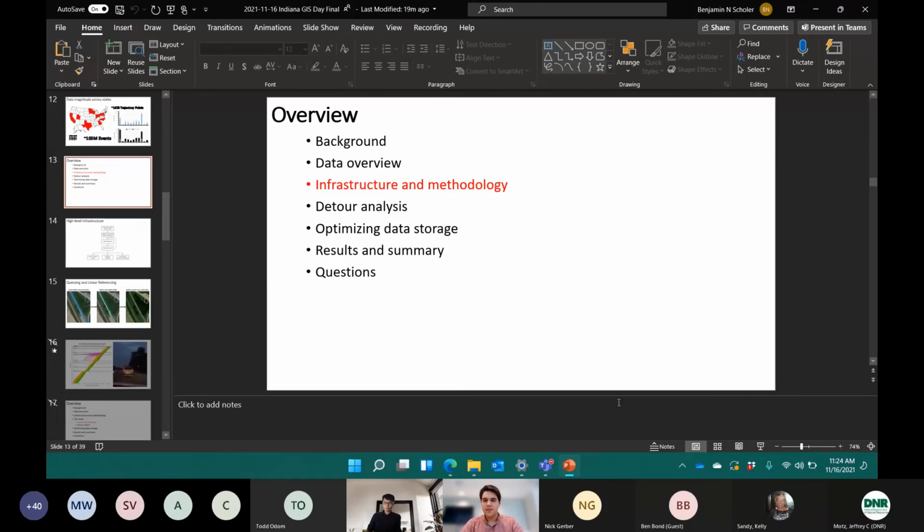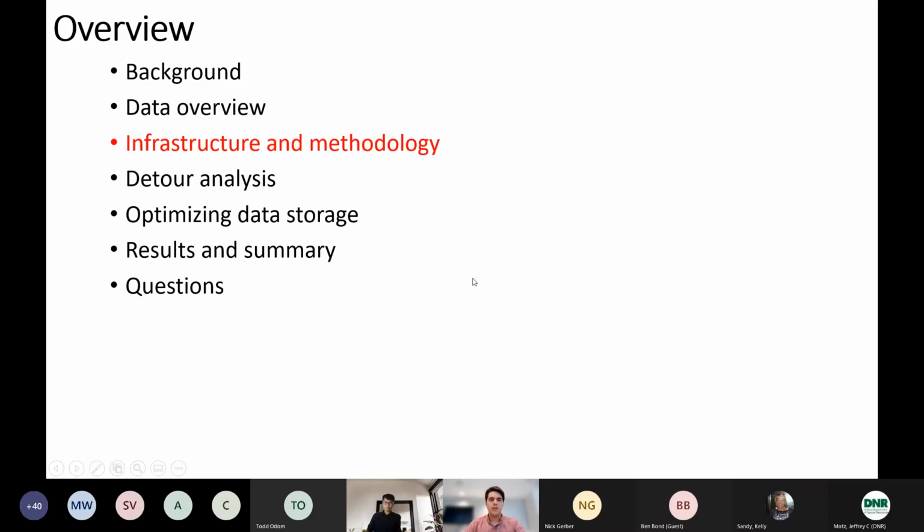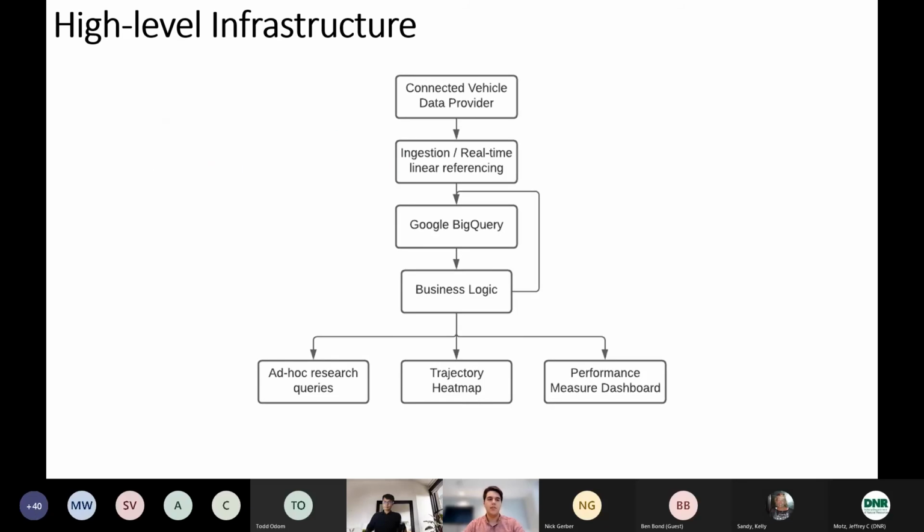I am a software engineer here, and I'm going to go over how we use some of this connected vehicle data to help analyze traffic patterns. Our high-level infrastructure right now: we get data from our connected vehicle data provider, and from there it gets ingested and linear referenced, and then put into BigQuery.